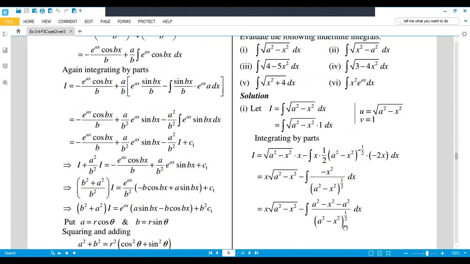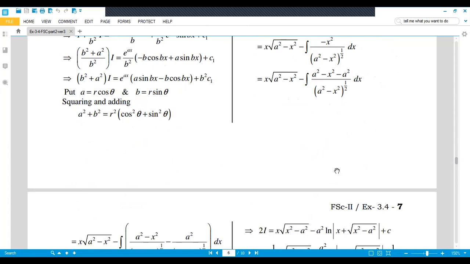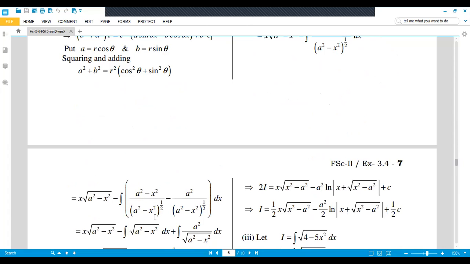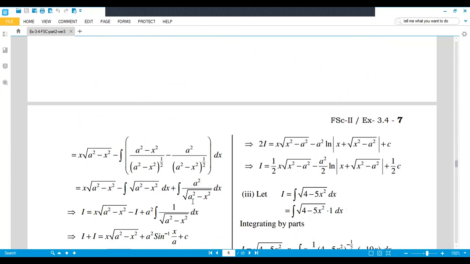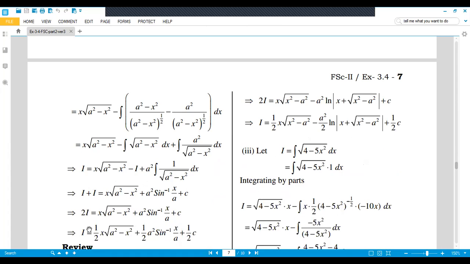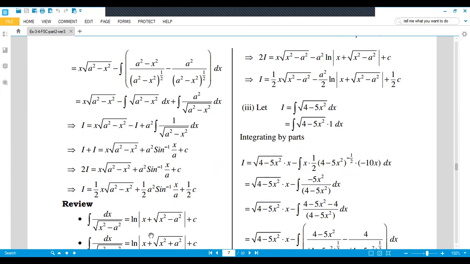So if we add and subtract a square in the numerator, we get this, and in this you know that these values are the same here, power 1 over 2, so from 1 we subtract 1 over 2, so we get 1 over 2, and here this is a square over under root a square minus x square. Take a square common, so this 1 over under root a square minus x square is equal to sine inverse x over a plus c, and this is equal to I. We shifted I to the other side, so it will be 2I, and the multiplier shifted to this side will be divided.